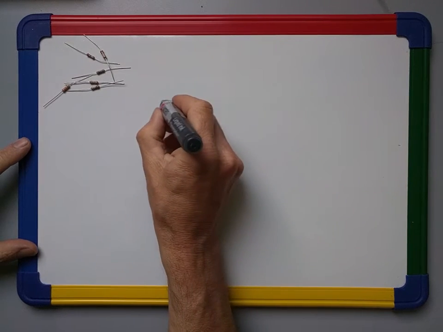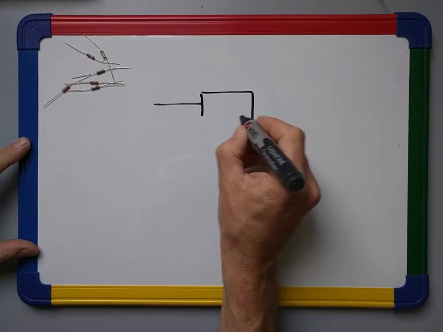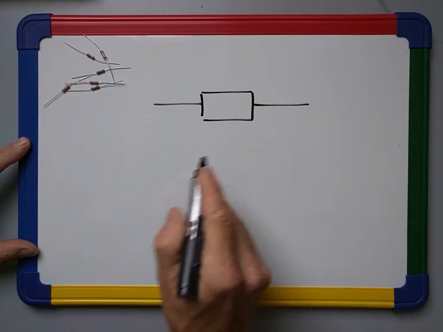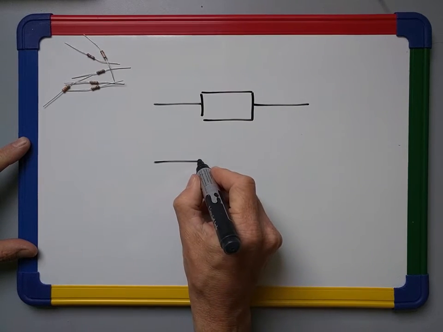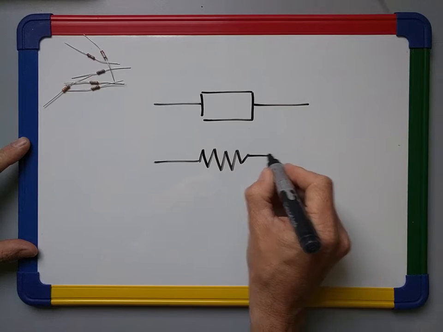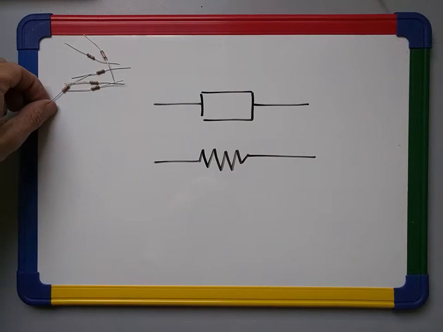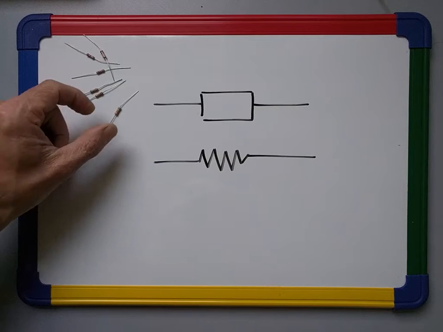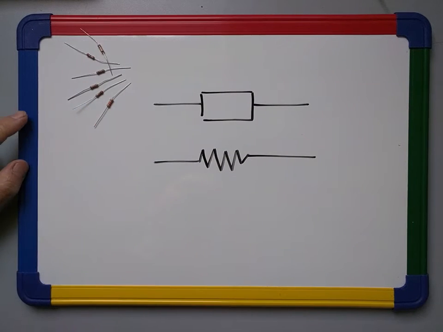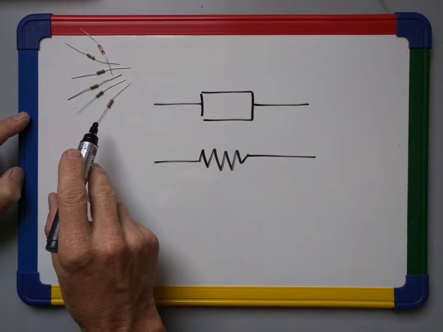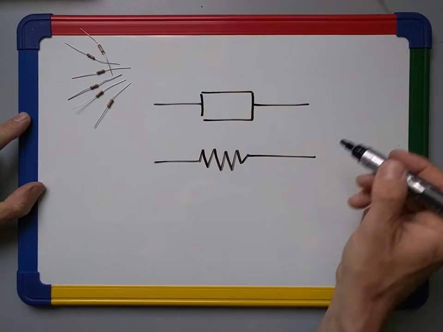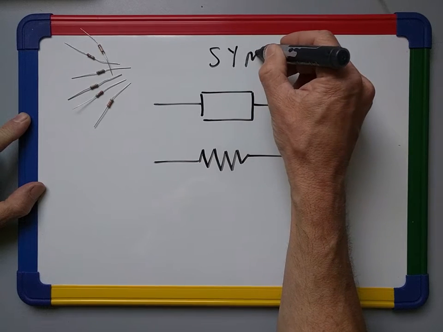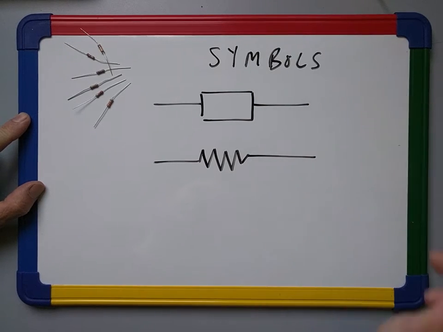At this stage I should mention that there are two different symbols for the resistor itself. Some people like to draw the resistor like that. Some people like to draw it like that. So in real life the resistor looks like this, but when we're drawing electronic circuits, electrical circuits, we've got to represent the resistor with a symbol. So these are the two possible symbols for a resistor. You can use either one, but I'm going to be sticking with this one here.